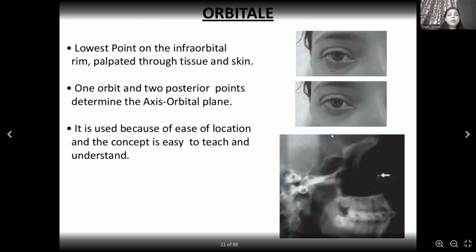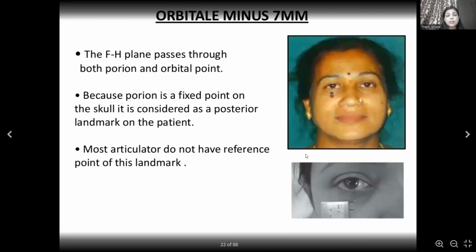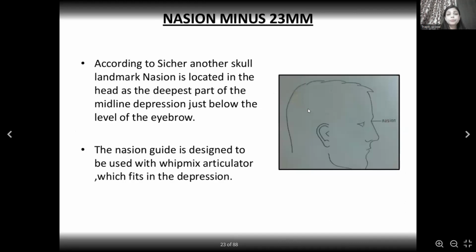Orbitale is the lowest point on the infraorbital margin, palpated through tissue and skin. One orbitale and two posterior reference points mark the axis orbital plane. It is used because of its ease of location and it is very easy to understand. Orbitale minus 7 mm gives Frankfurt's horizontal plane. Porion is a fixed point on the skull and is considered a posterior reference point, a posterior landmark. And Frankfurt's horizontal plane passes through porion and orbitale.